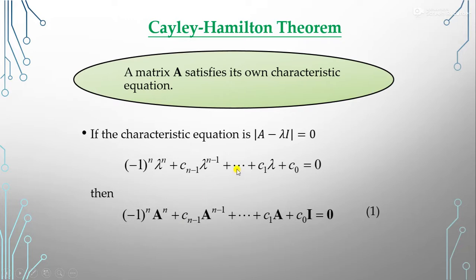Suppose you want to verify the Cayley-Hamilton theorem. How do we verify it? You have the matrix A. First you find the characteristic equation of the given matrix and then put the matrix A in place of lambda. If you solve the left expression and you get the right expression, meaning 0, it means that the Cayley-Hamilton theorem is verified.